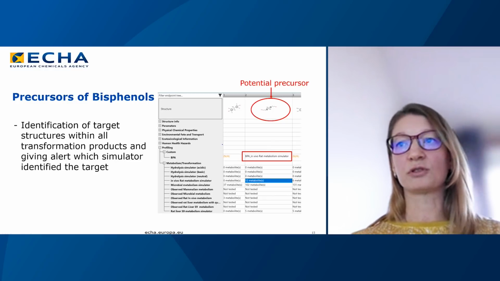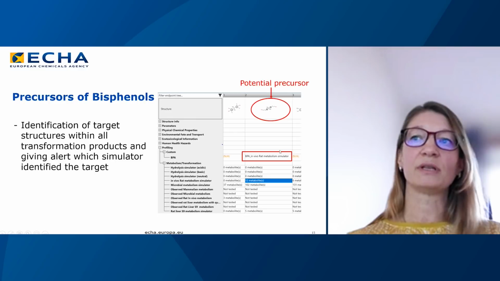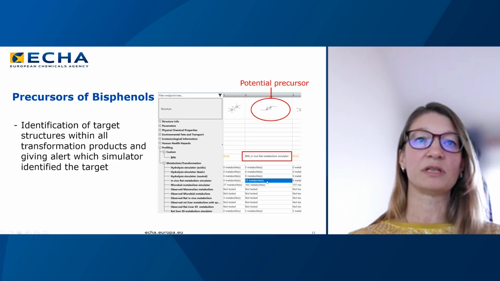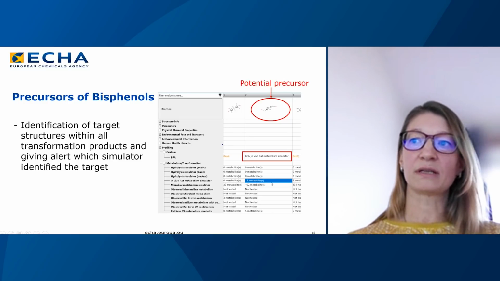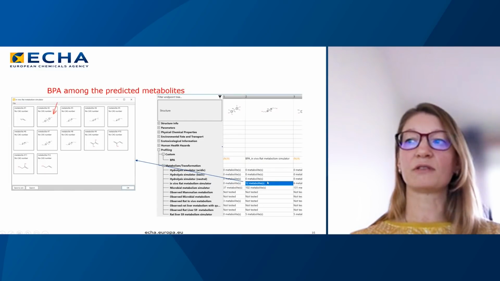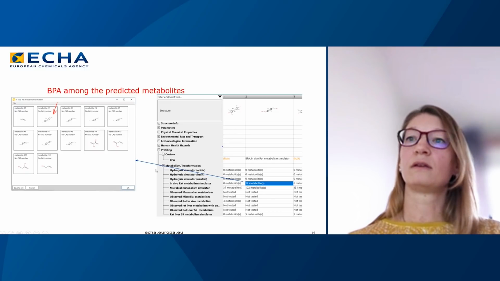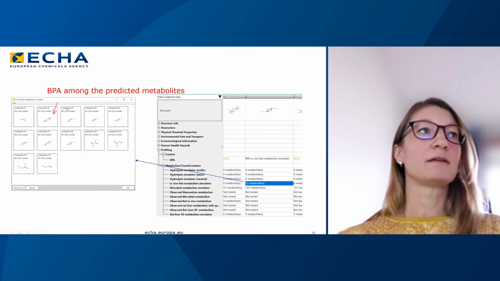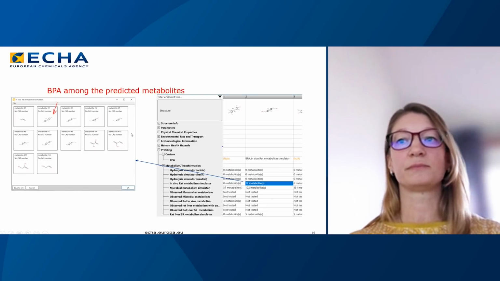The same search as with the customized profiler can also be done manually. For the example shown, 12 metabolites were found with the in vivo rat metabolism simulator. When double-clicking on this field, the predicted transformation products are shown. And you can see that bisphenol A is among the predicted metabolites.